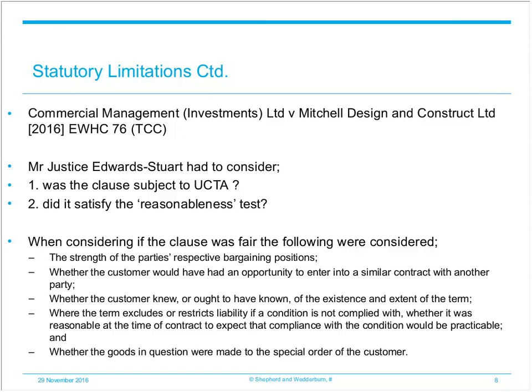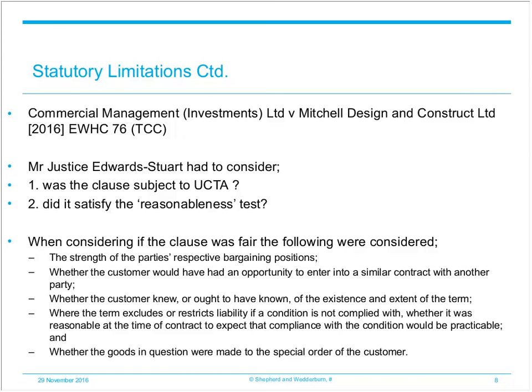Fourthly, where the term excludes or restricts liability if a condition is not complied with, whether it was reasonable at the time of contract to expect that compliance with the condition would be practicable. And lastly, whether the goods in question were made to the special order of the customer. Now, strictly speaking, Schedule 2 of UCTA does not apply in Scotland, so theoretically the test of reasonableness for the purposes of UCTA in Scotland is much more flexible. However, in practice, the considerations are broadly the same.